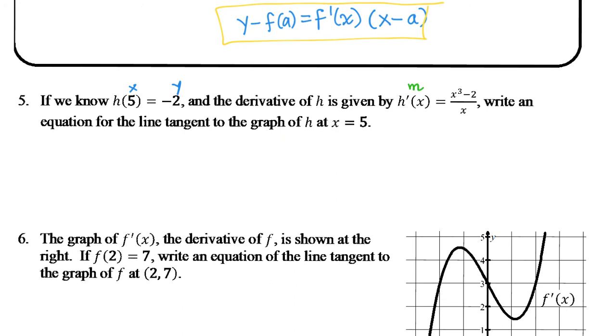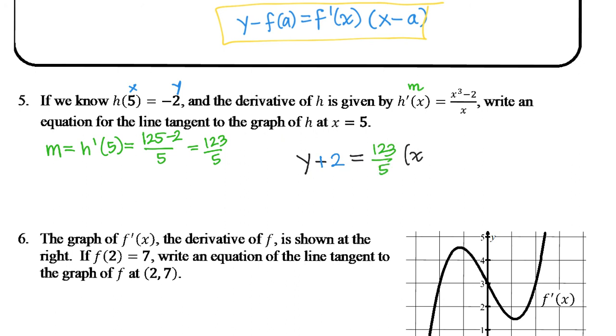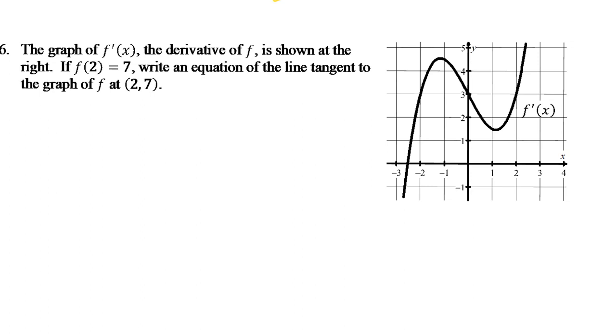To figure out the slope, I'm going to plug 5 into the derivative, which is 5 cubed, 125, minus 2, over x, which is 5, which is 123 over 5. So now I can write the equation of the tangent line using point slope form. It's going to be y minus negative 2, which is positive 2, equals the slope, 123 over 5, times x minus the x value, 5. So this is the equation of the tangent line in point slope form.